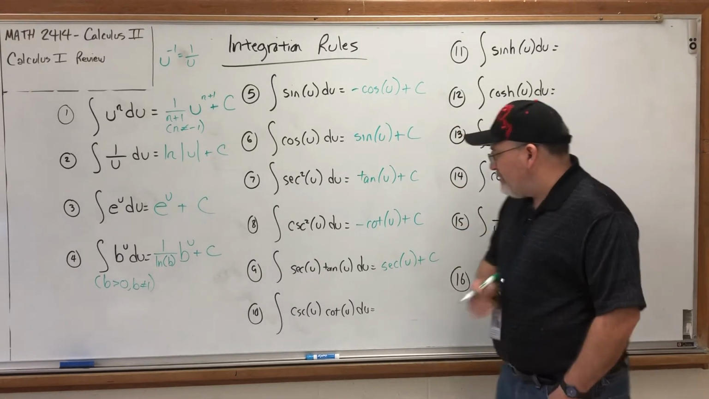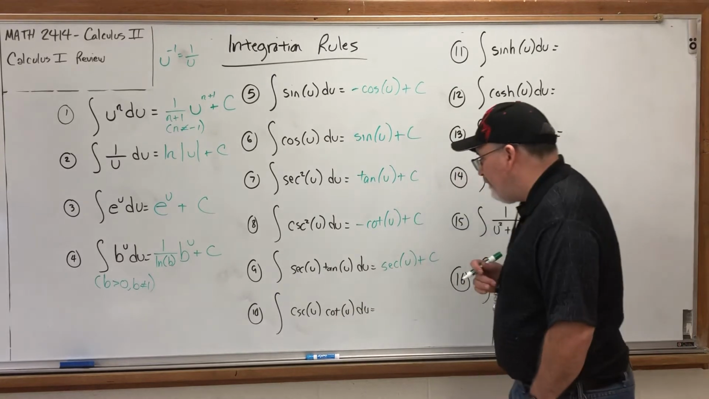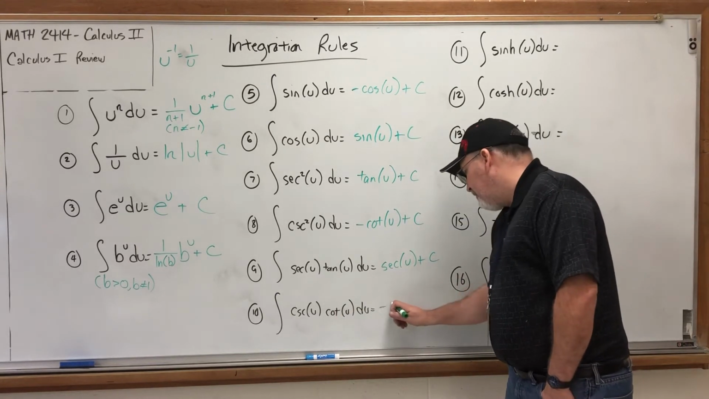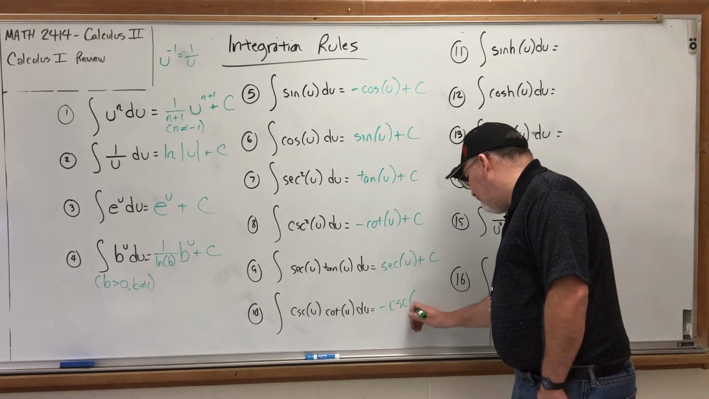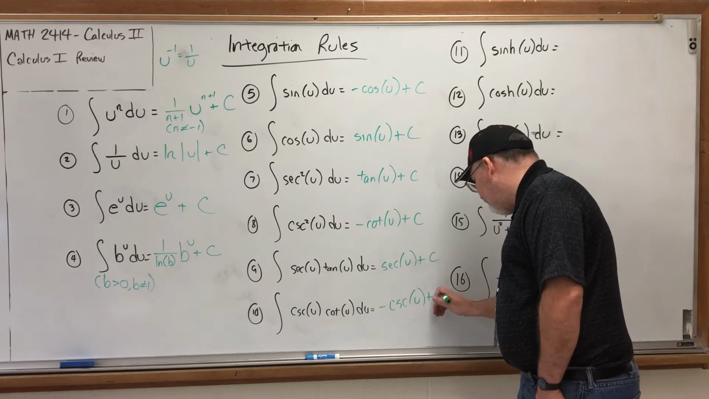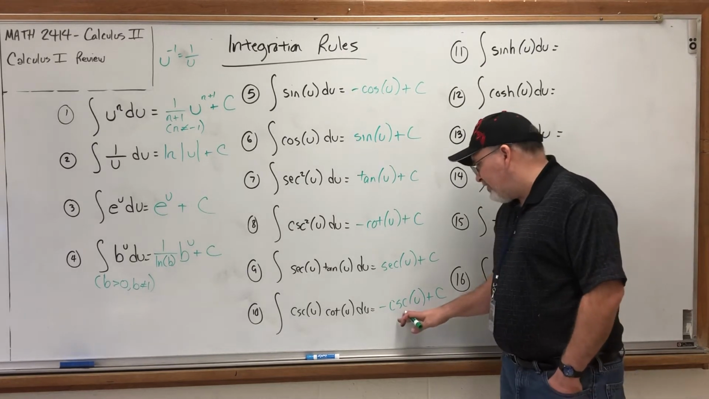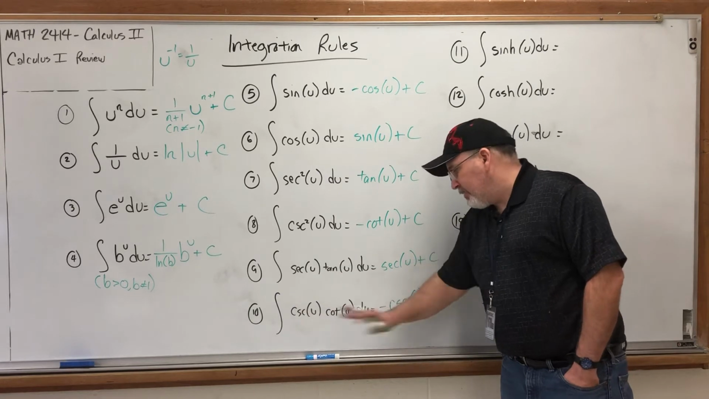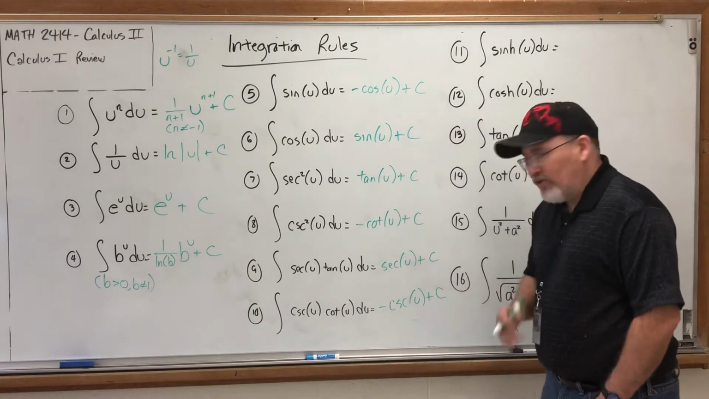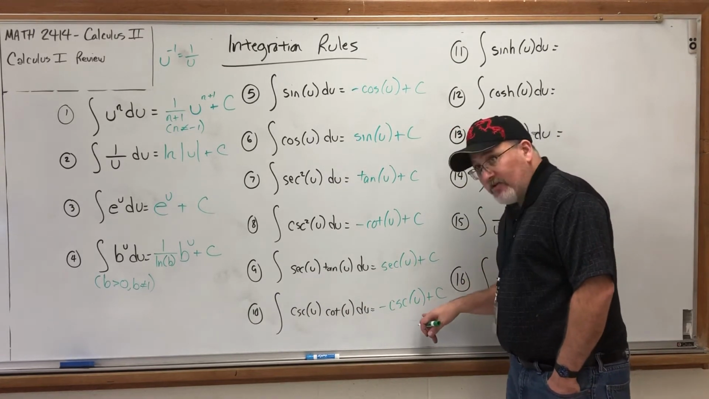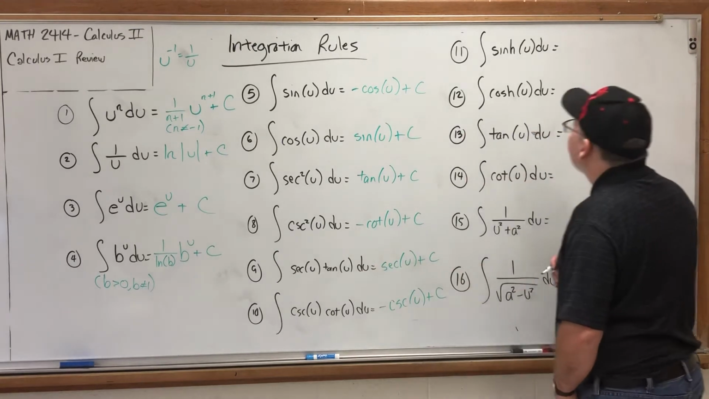Whose derivative do we take to get cosecant u cotangent u? It's not cosecant, but negative cosecant. Because again, the derivative of cosecant is negative cosecant cotangent, so the sign is incorrect. And so the derivative of negative cosecant would give us what we want.